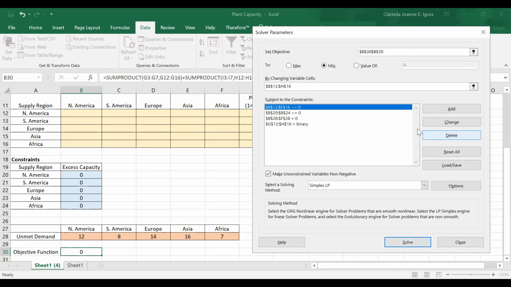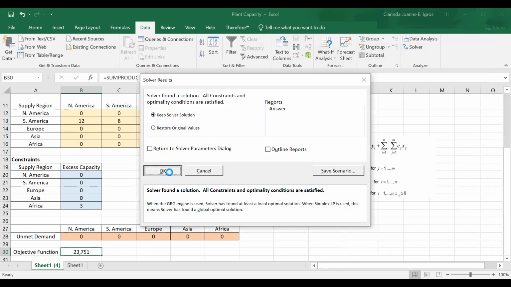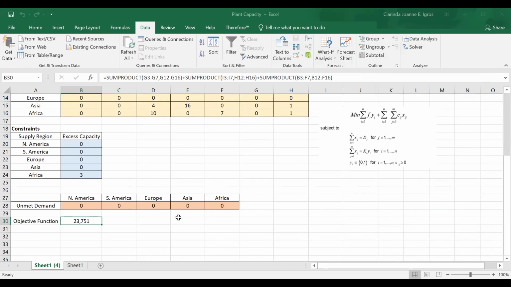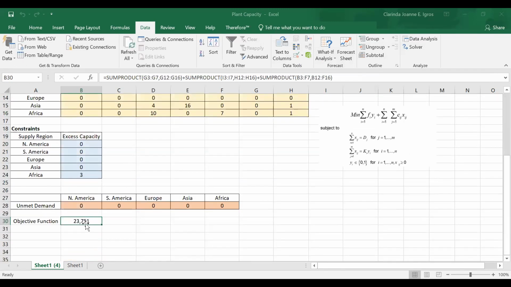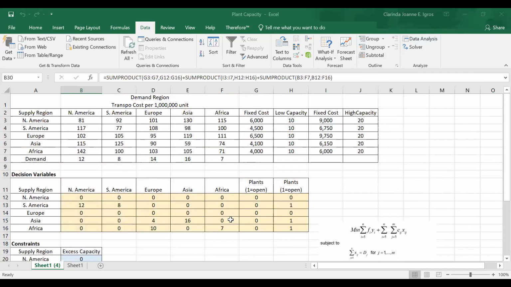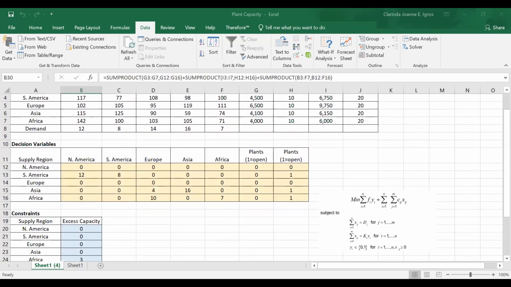So with that, the minimum cost for this transport capacitated plant would be 23,751. So that's for plant capacity.